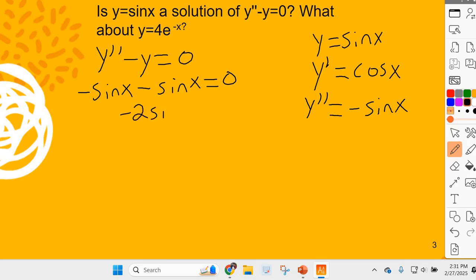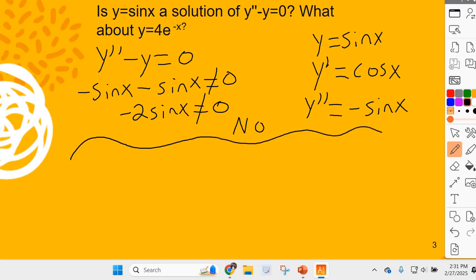Does that equal 0? I mean, it depends on the x value, but no. So again, it has to be true for everything. But it is not true for all. Therefore, what is my answer? No, it's not a solution. Oh, so if it's not true for all values? Correct. So then we don't do the same part? Huh? Then we don't do the what about y equals 4e to the negative x? Well, we are. Oh, okay. So that's why I drew a line, because that's a separate thing.